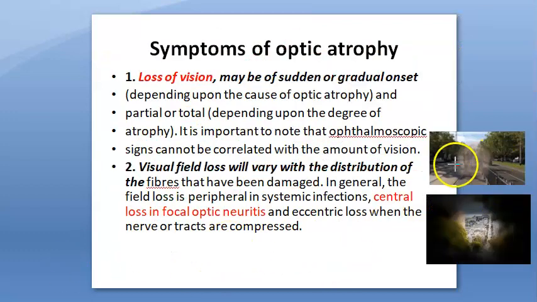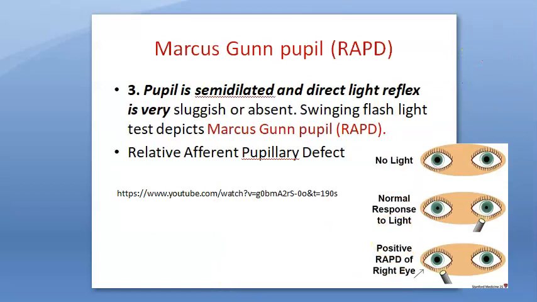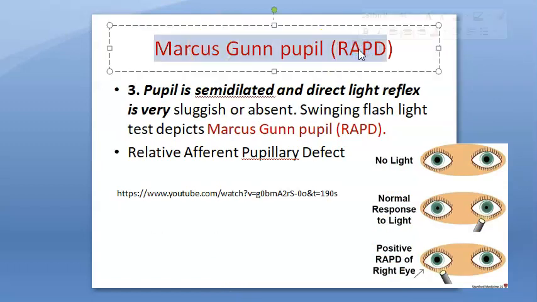Look at these people, they can either not see in the center or they can see only in the center. Only in the center, where did you see? In glaucoma, right? In the center they cannot see. This you have seen in optic neuritis. So Marcus Gunn pupil, remember, can be there where all? In rhegmatogenous retinal detachment you have seen, in optic atrophy you have seen, right?